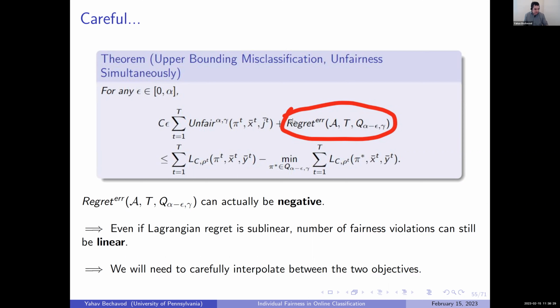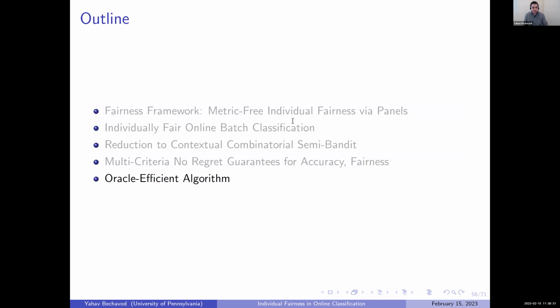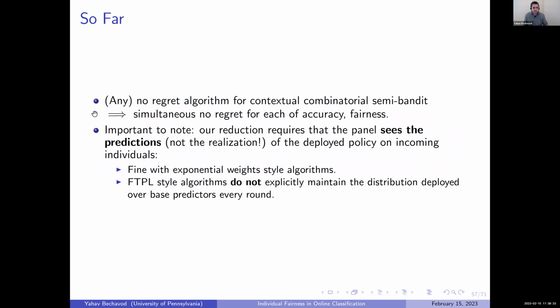But the upshot is that, given any no regret algorithm for combinatorial semi-bandit, we can translate its guarantees to simultaneous no regret guarantees for each of accuracy and fairness, even without parametric assumptions on the metric.